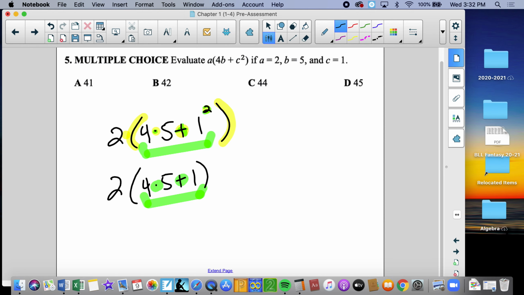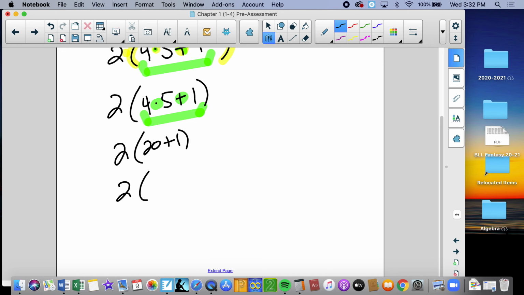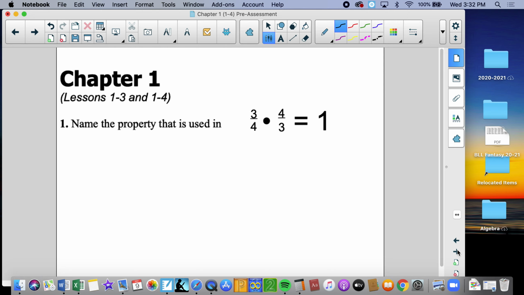So let's do 2 times the quantity 4 times 5 is 20 plus 1. We still haven't simplified completely inside the parentheses, so we're going to do 20 plus 1. And 2 times 21 gives us 42. Good. All right, moving on to the next section.